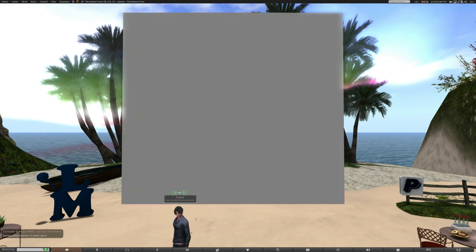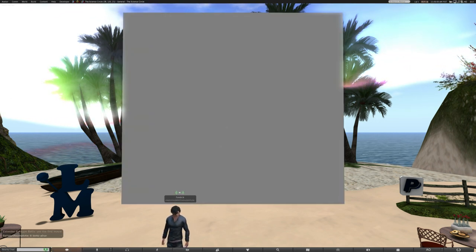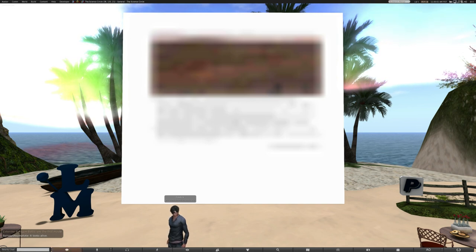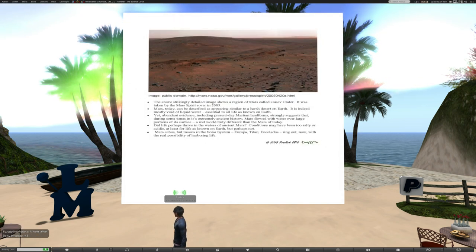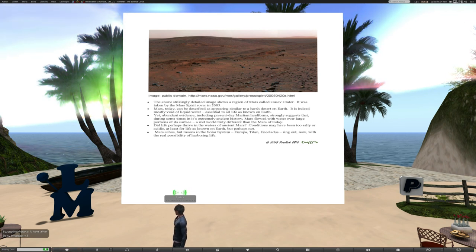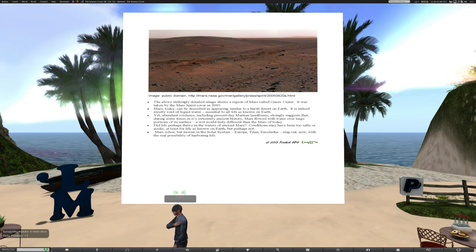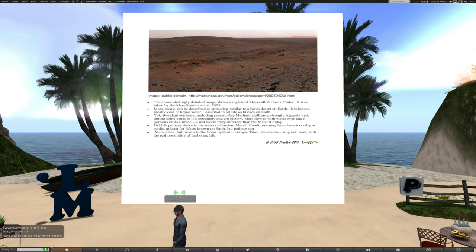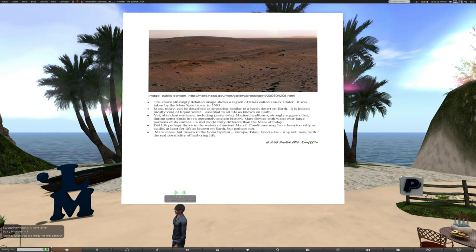Hopefully these are rising quick enough, but it seems like they are. What is this? I don't know yet. I have to let it res. I think this is just really cool. I don't know how clear it is to you guys, but this is a high res image of the surface of Mars.